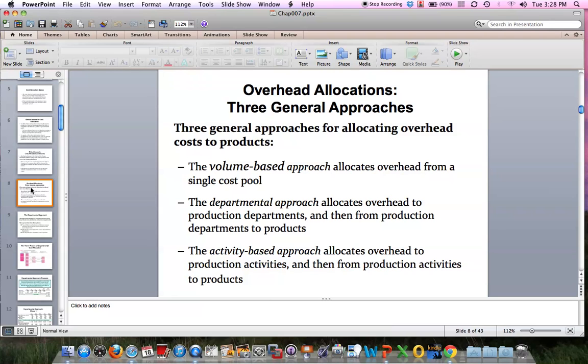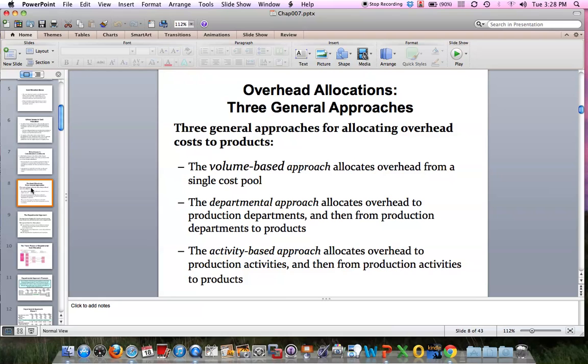We'll go through some examples of all. Volume-based is basically saying, let's look at a single cost pool to allocate based on volume. Departmental will be allocating overhead by departments, and then going from production departments to products themselves. And activity-based allocates overhead to activities that are done to produce something, and then allocates from production activities down to specific products.